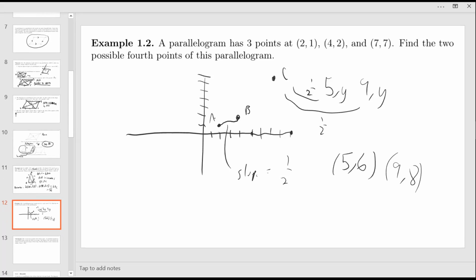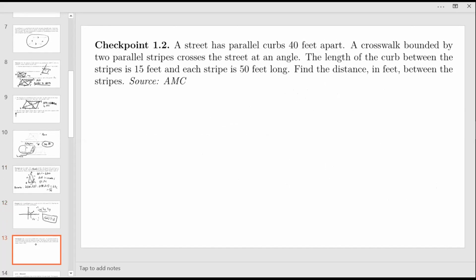Essentially how we found these points is that CD must have the same length as AB, and AB must be parallel to CD. So these turn out to be our two possible locations for point D. So yeah, this is our answer. Now you guys can try this checkpoint.